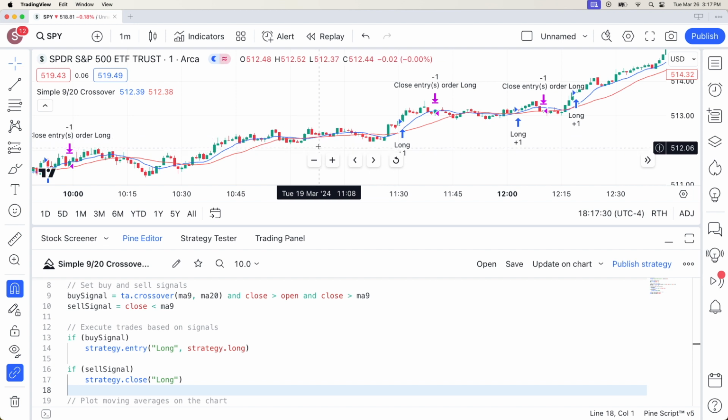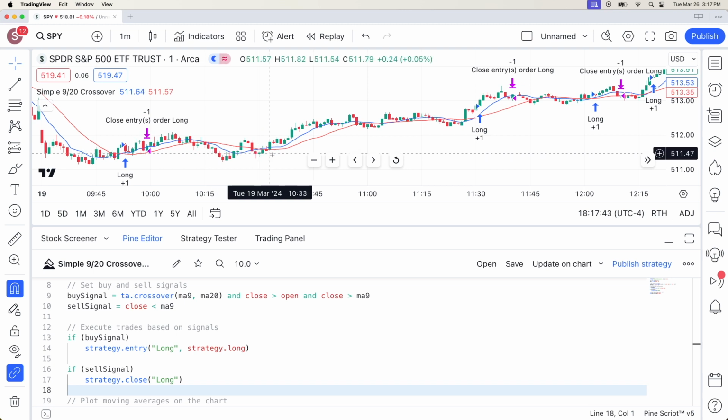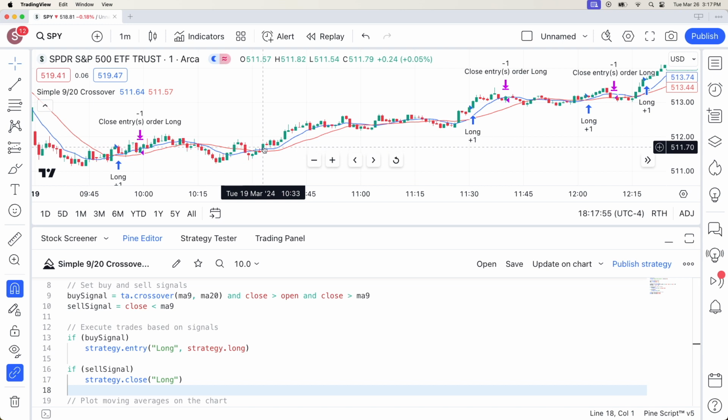There, for example, you can see that there is a cross of the 9 to the 20, and there is indeed a green candle, and we didn't take the trade. And even here, where it's more obvious, we can see there is a cross of the 9 and the 20. And despite that, we're not taking the trade on that green candle. So what's going on here?